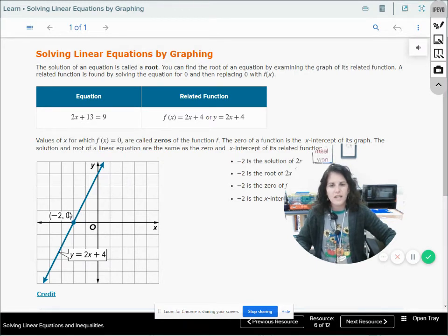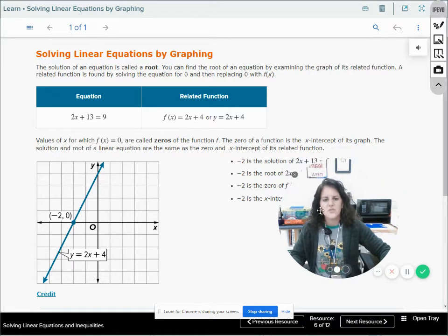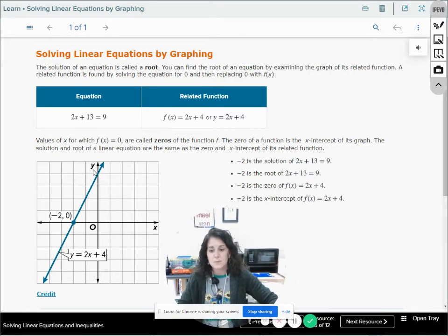We're looking for when is y 0. Well, we can tell by looking at the graph that y is 0 when x is negative 2. So the 0 of the function is the x-intercept. It's where the line crosses the x-axis. The solution and root of a linear equation are the same as the 0 and the x-intercept of its related function. So looking at this equation, 2x plus 13 equals 9.